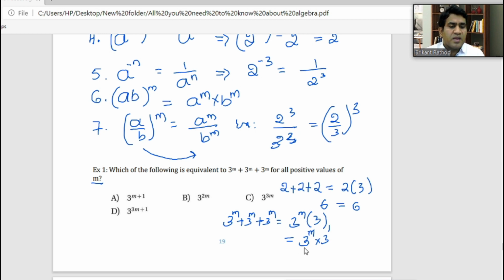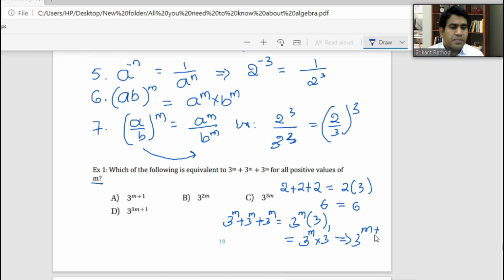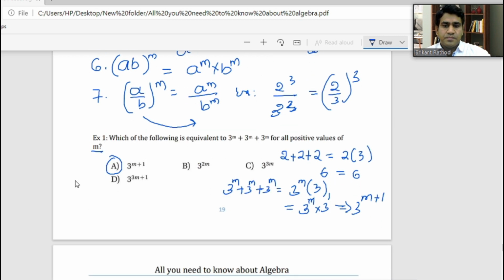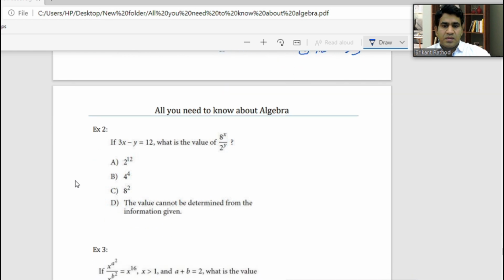Now use the second identity here: a to the power m times a to the power n is written as a to the power m plus n, that is, 3 to the power m plus 1 in this case. So which is the answer here? The answer to this question is going to be A, 3 to the power m plus 1. All right. Okay, let's take another example here.